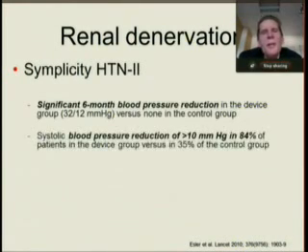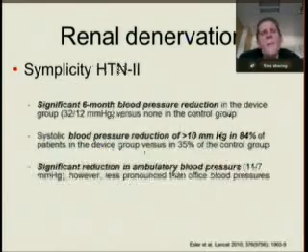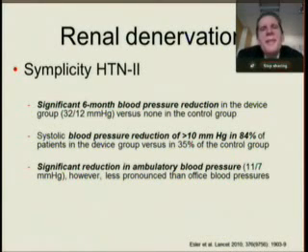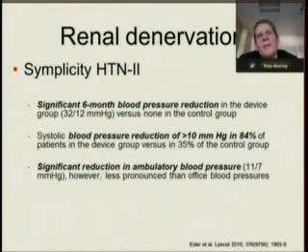Primary endpoint was systolic blood pressure at 6 months follow-up, and there was a significant difference compared to the medical treatment group and the device group of 32 over 12 millimeters of mercury reduction in the device group, and then there was really none in the control group. Systolic blood pressure reduction of more than 10 millimeters of mercury occurred in 84% of patients, so there were about 16% that were non-responders.